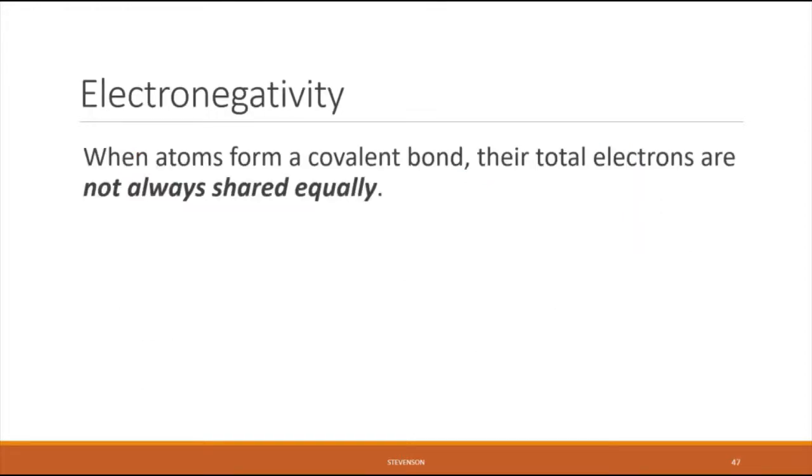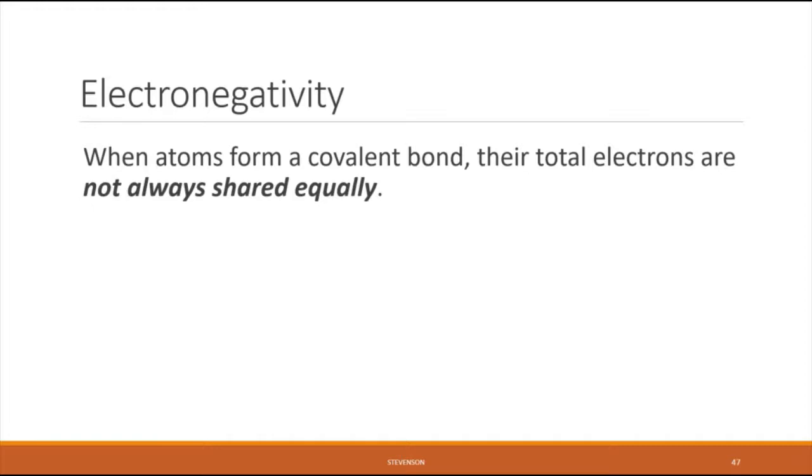So now we've talked about atoms, we've talked about how atoms form molecules, and the different types of bonds in which they can engage, either ionic or covalent, as they form molecules. Now we're going to take a little bit deeper of a dive into covalent bonds, the ones in which electrons are shared, where we talk about a concept called electronegativity. Because the reality is that when atoms form covalent bonds, the electrons that each atom brings to the table are not always shared equally.